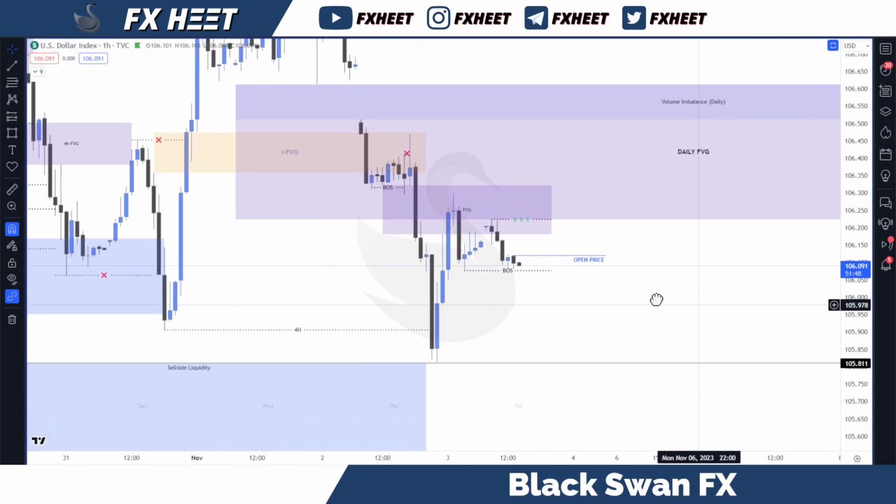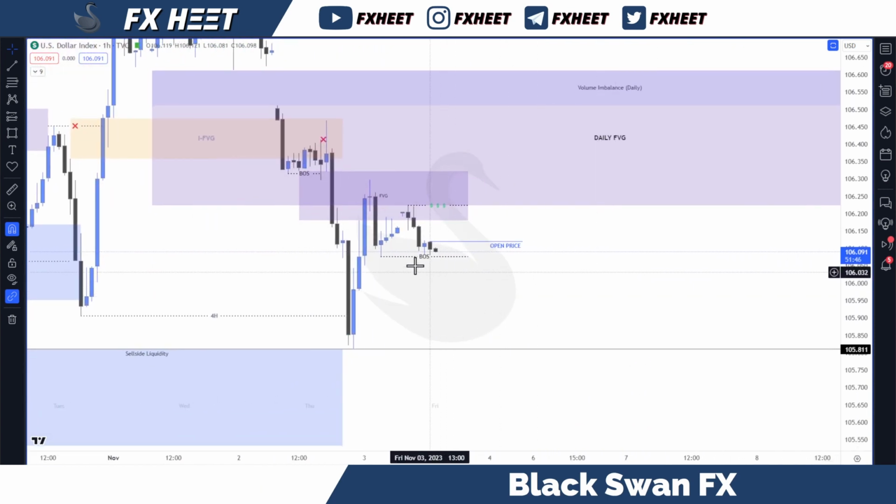So what I'm looking for next is I want to see if we can get a break of this low, either at the Frankfurt Open or before the Frankfurt Open, and if we do, then I will be looking for a pullback before expecting DXY to continue lower.